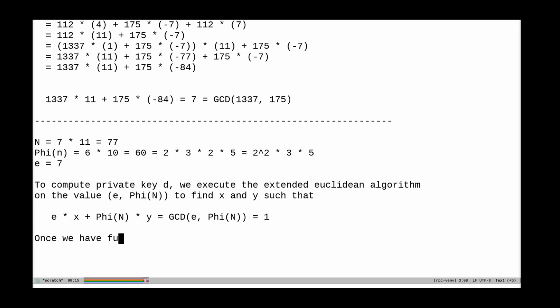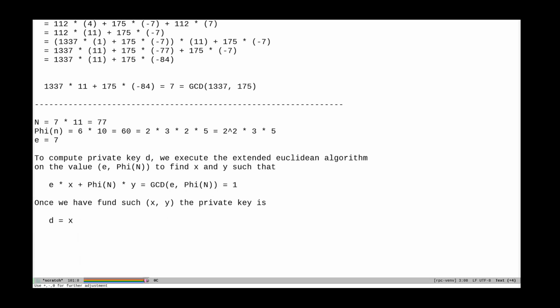Once we have found such x and y, the private key is d equal to x. So the private key is the coefficient that we multiply e with to obtain this identity. We execute our algorithm, but we only care about the coefficient for e, not for phi of n. And this is our private key. It is computationally boring for us humans to do, but it's actually really efficient as a process.